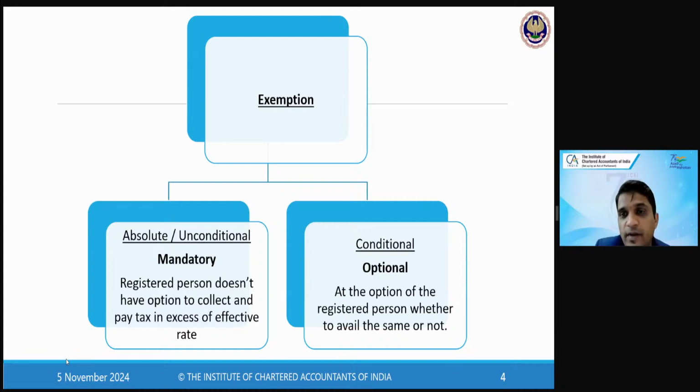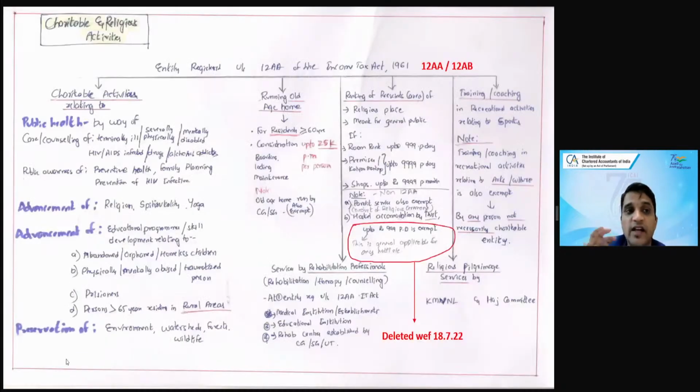Other aspects we discussed were charitable activities. We said, what is a charitable entity? It is an entity which is firstly registered under 12AA or 12AB of the Income Tax Act, and it should carry on specific activities: public health, advancement of religion, spirituality, or yoga, advancement of educational programs, or preservation of environment, watersheds, forests, or wildlife. Those were the activities which will become exempted.